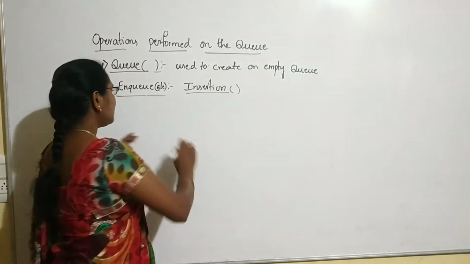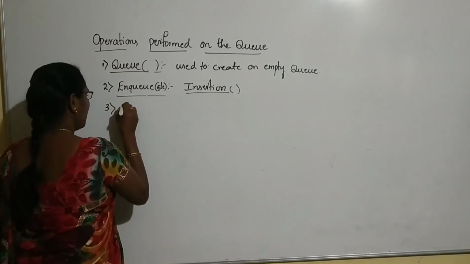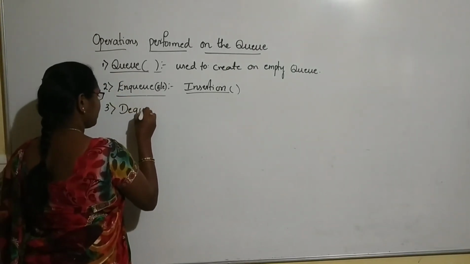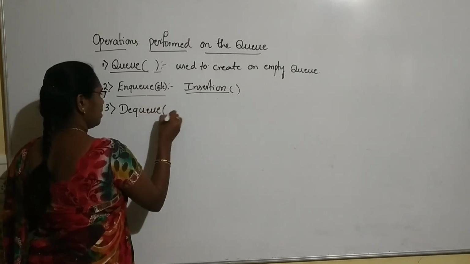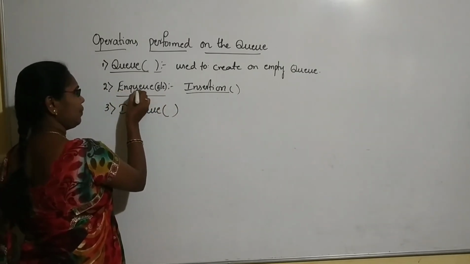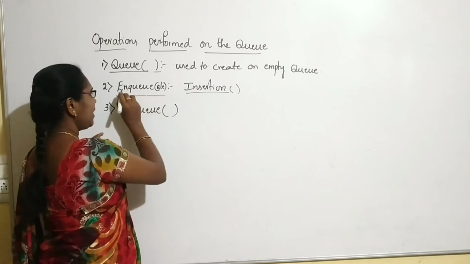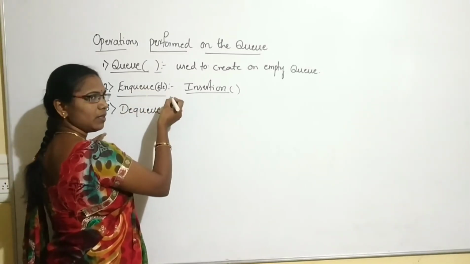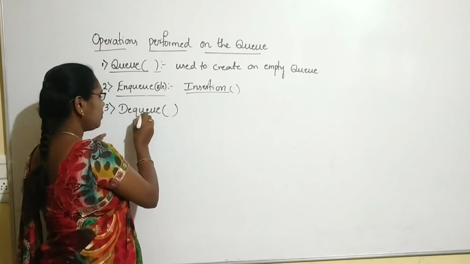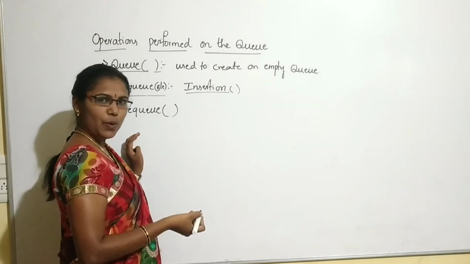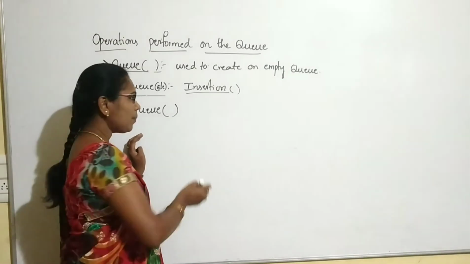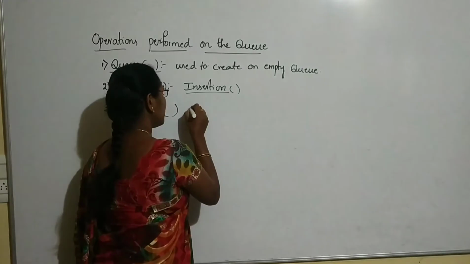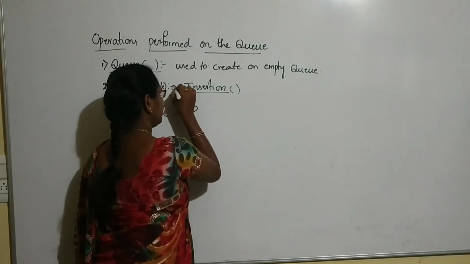Clear? The third operation is the DQ operation. Here, Q should not be written as ENQUE, that would be wrong. DQ means DEQUEUE. DQ operation is also called the deletion operation.